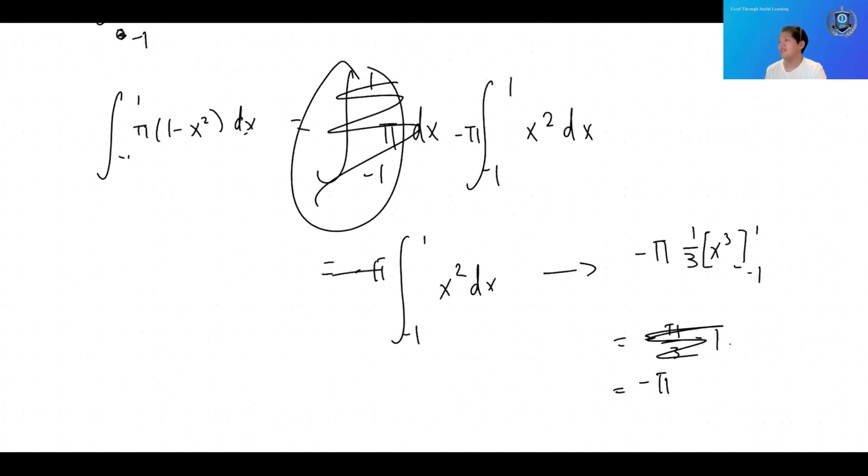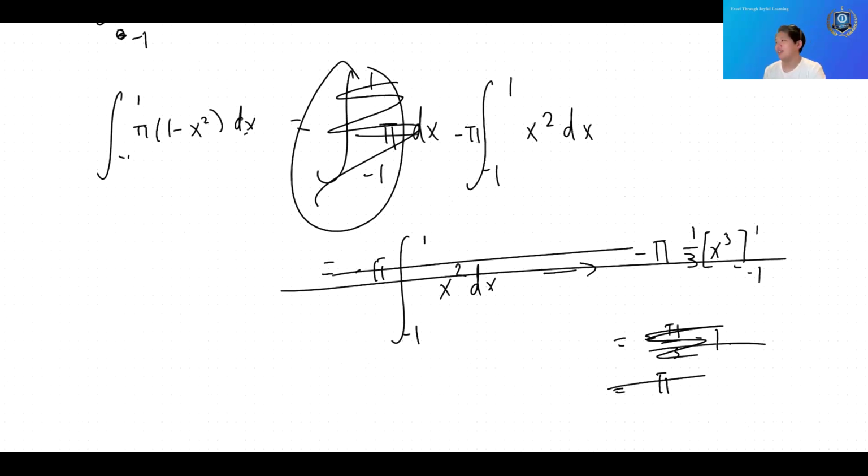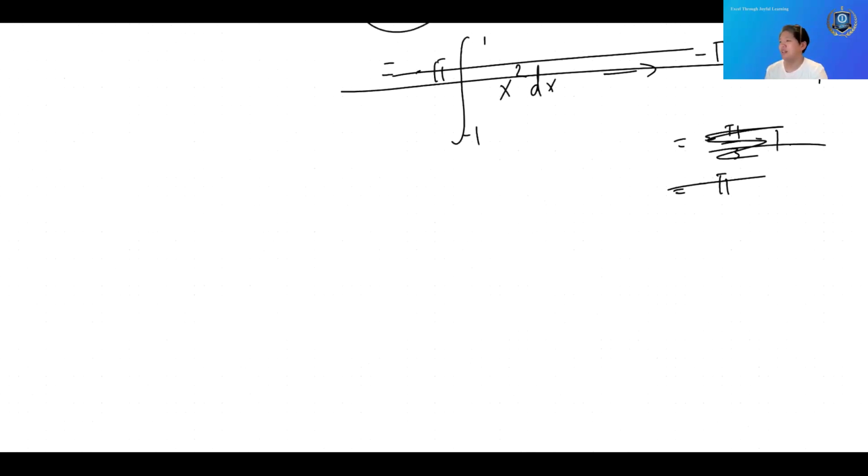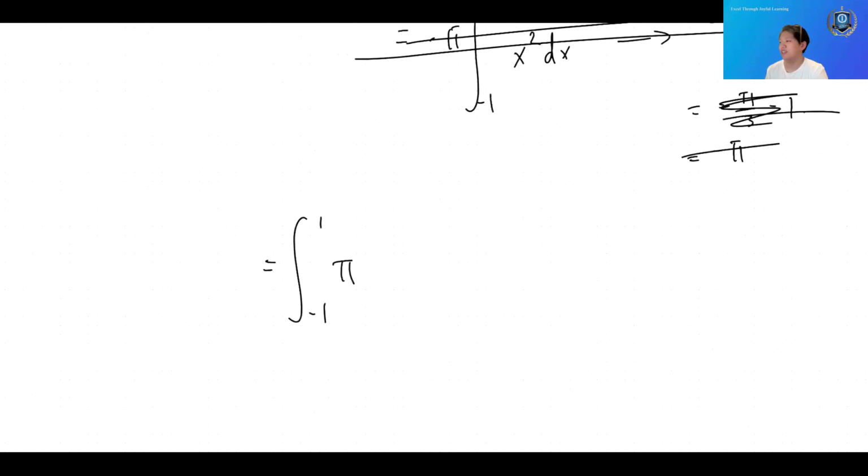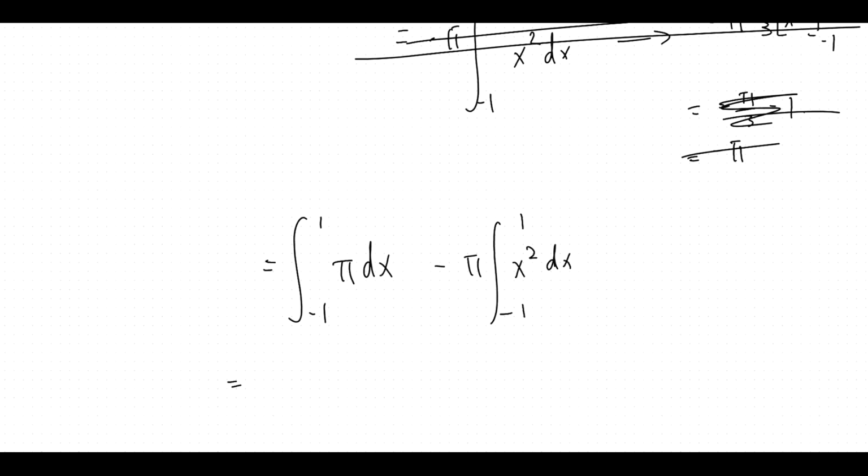Ignore this for now. Pretend that didn't happen. You get the integral from negative 1 to 1 of pi dx, and then that's still minus pi times x squared dx. Okay, good. That looks so much better. And now that would give me pi plus pi, so that would be 2 pi.